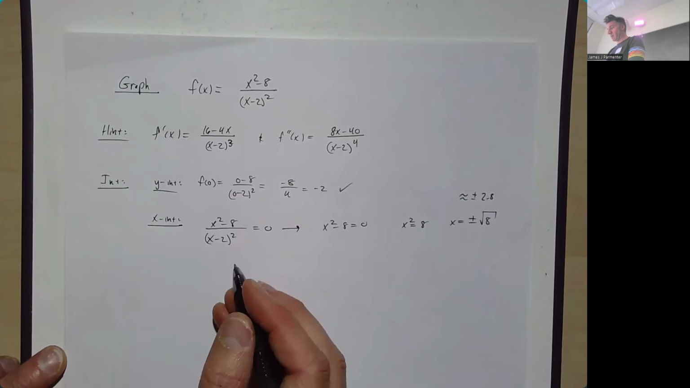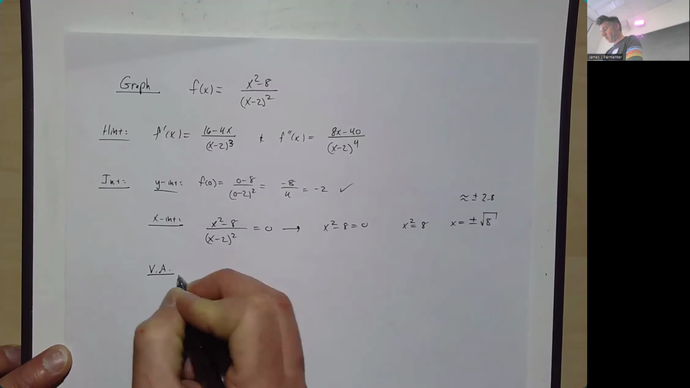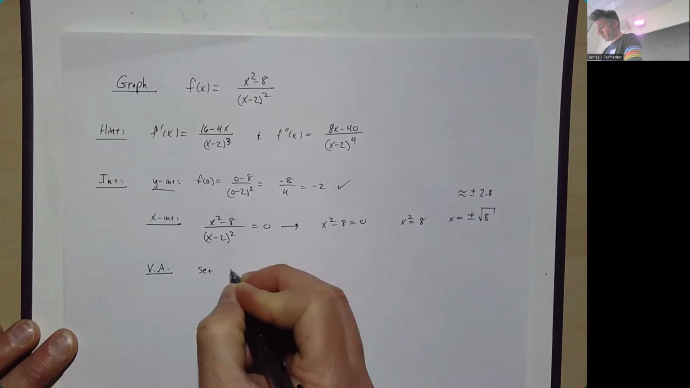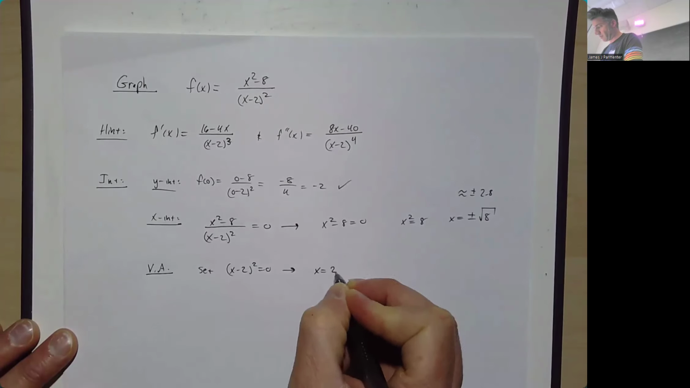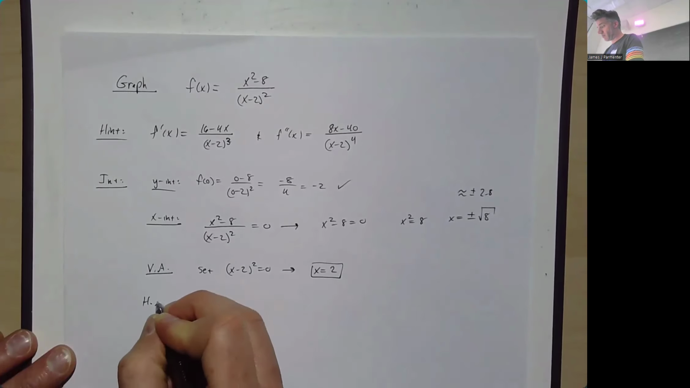All right, I've done my intercepts. Now let's deal with the asymptotes. For the vertical asymptote, you're going to set the denominator equal to 0. And we're going to get x equal to 2. For the horizontal asymptote, there might not be any.